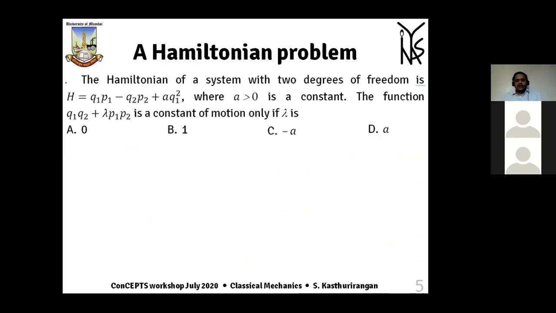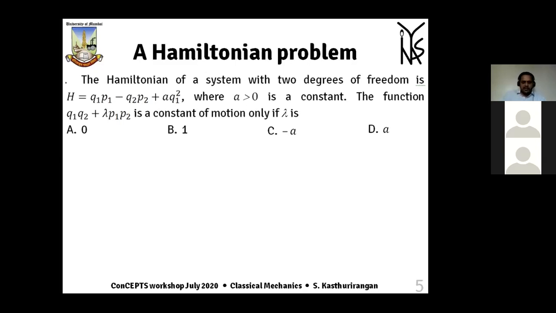Moving forward to the next class of problems, Hamiltonian type. Mostly Hamiltonian type questions come in one or two varieties. This is an example. The Hamiltonian of a system with 2 degrees of freedom is given by H equal to Q1 P1 minus Q2 P2 plus A times Q1 squared, where A is some positive constant.